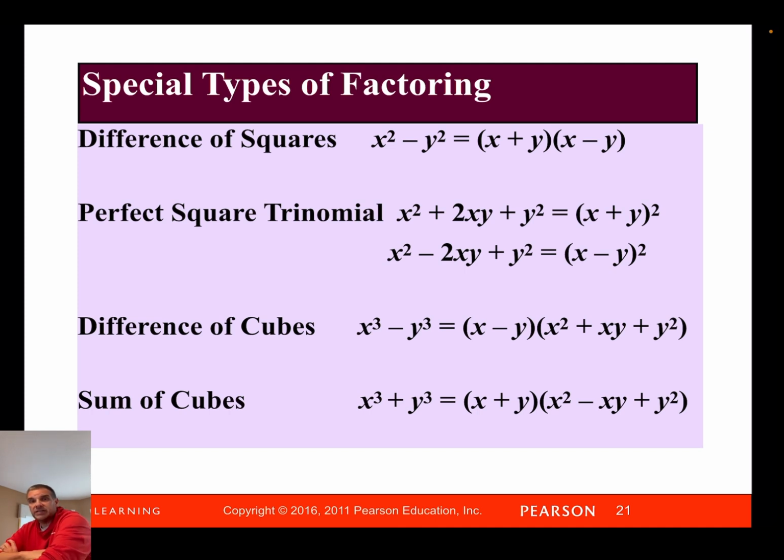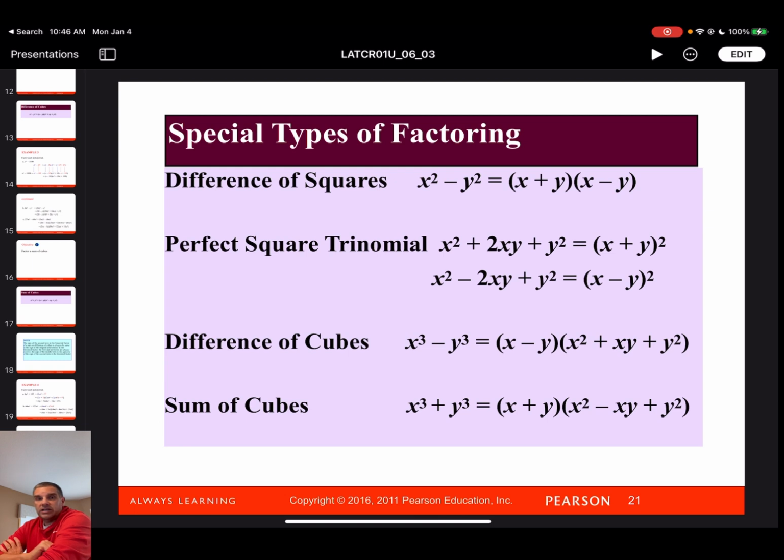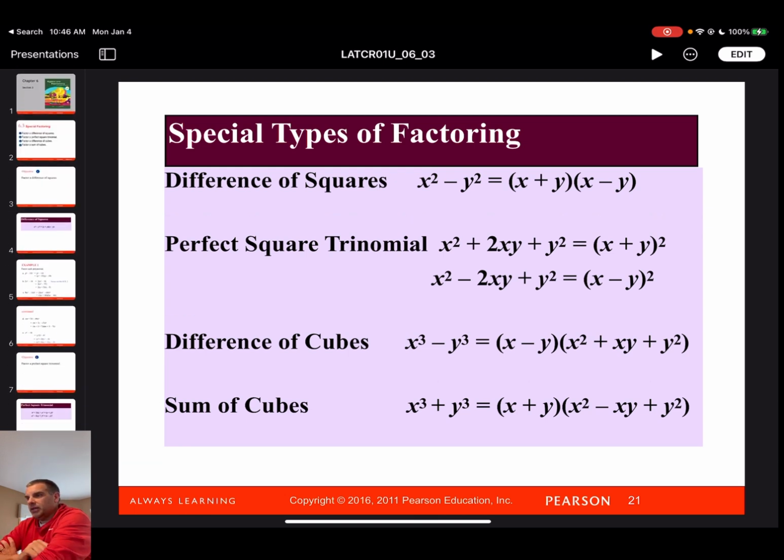Take a screenshot of this and have it handy when you're doing your assignment and taking your assessment on this, which we're going to have a quiz at the end of this week. So that's section 6.3, factoring special types of polynomials.